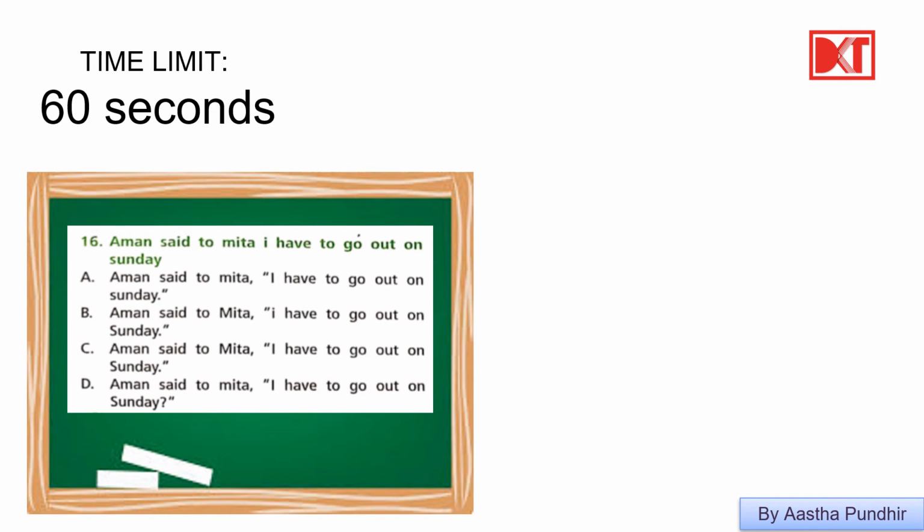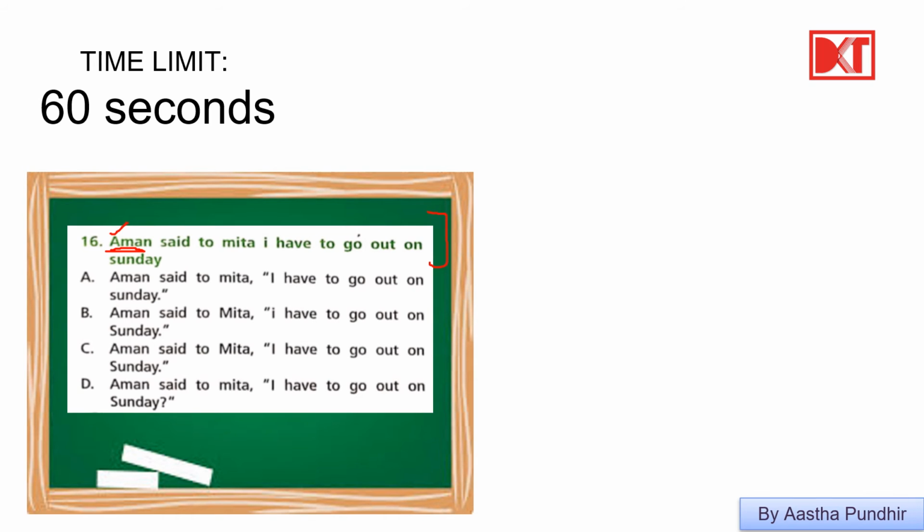Alright, so the next question says, Aman said to Meeta, I have to go out on Sunday. Now here you see, there are going to be a lot of punctuation marks. Let's start. Aman. Now Aman is a name. We know that it is a proper noun. It will start with a capital letter. Also, it is the first word of the complete sentence, so the first letter will also be capital. This is given as capital, which is correct.